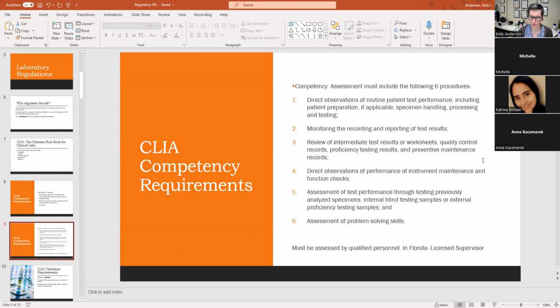So you want to make sure they know how to perform the test and they know how to record the results correctly. Review of intermediate test results or worksheets, quality control records, proficiency testing results, and preventative maintenance records. So we want to know that when they're doing the startup of an instrument, they know how to document that correctly. If they're doing maintenance on an instrument, they're documenting that correctly.